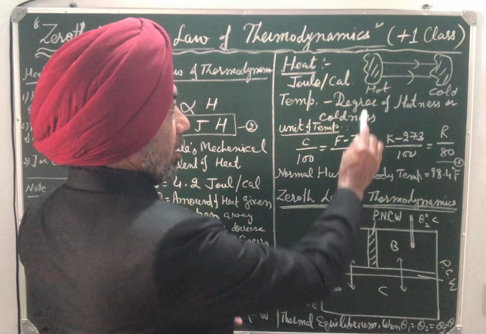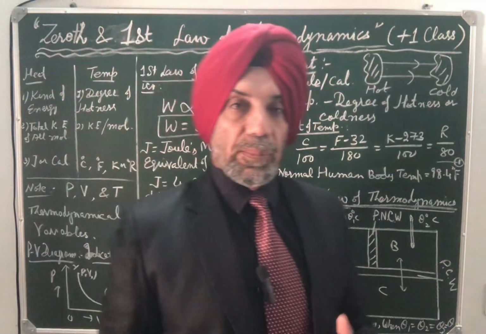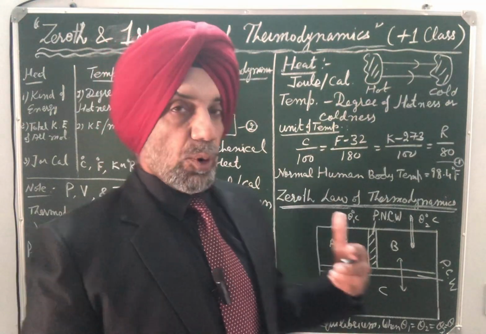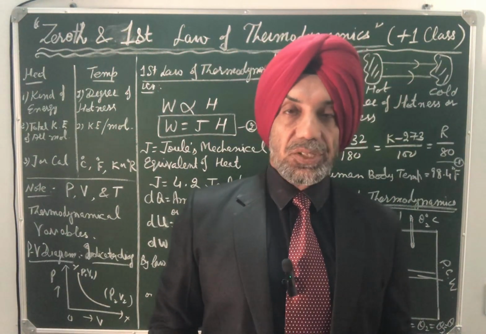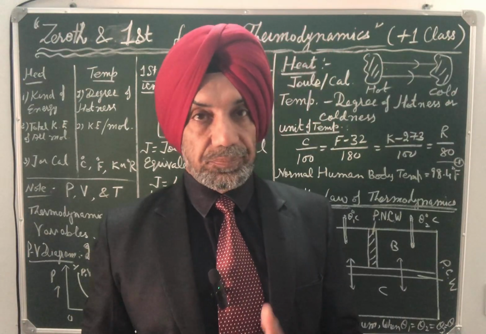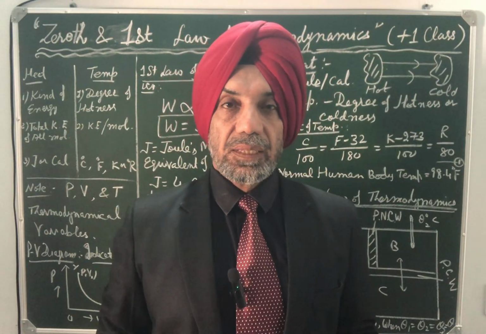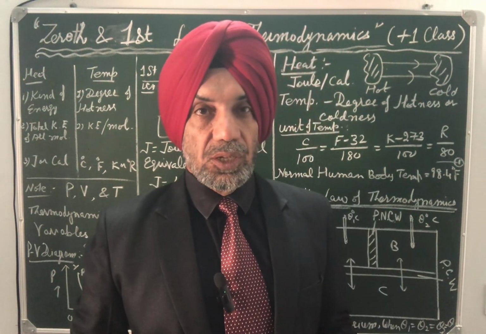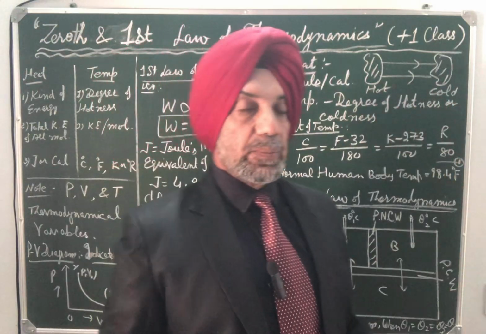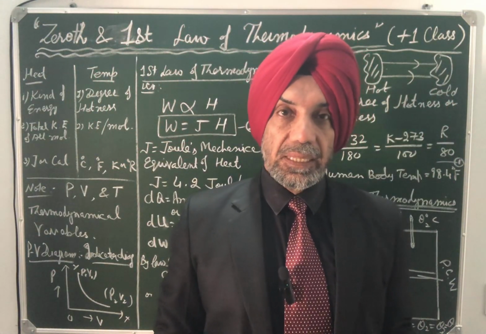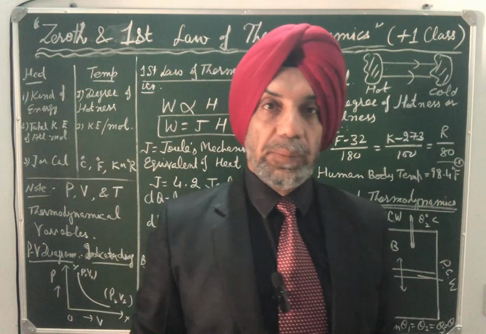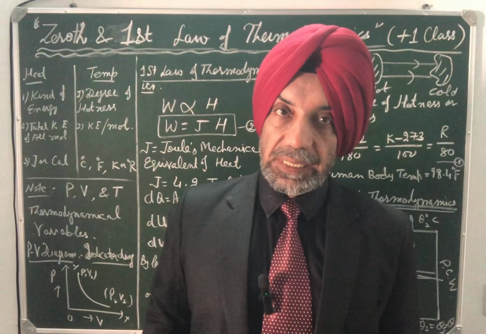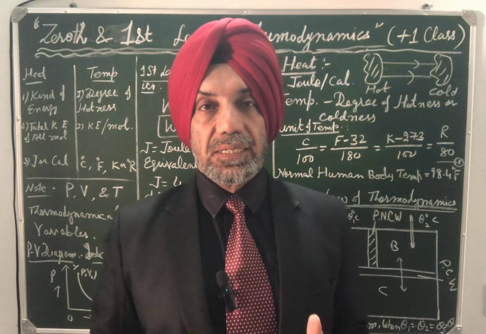Heat goes on flowing from a hot body to a cold body. In other words, from a body at higher temperature to a body at low temperature, till their temperatures are the same. Then we say that thermal equilibrium is reached. So when the temperatures of two bodies become the same, they are said to be in thermal equilibrium. Heat is measured in joule in the SI system and calorie in the CGS system.